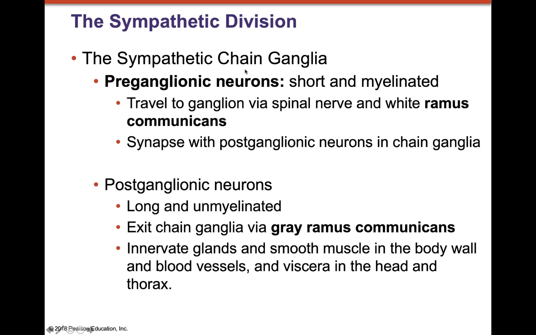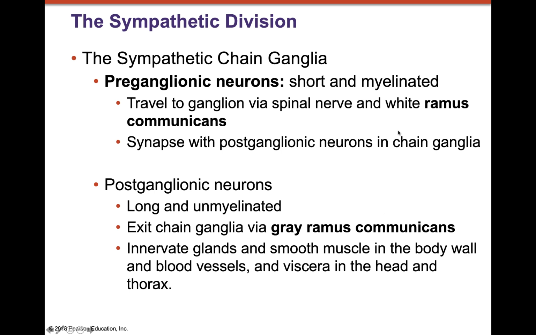Okay, so sympathetic chain ganglia, now we know that it's located on both sides of the spinal cord. And preganglion neurons are going to be short and they're going to be myelinated. They're going to travel to the ganglion and they're going to travel through the white ramus communicans. So I'm going to show you that next. And then in the ganglion, they're going to synapse with a postganglion neuron. And that postganglion neuron is going to be long and it's going to be unmyelinated. And it's going to exit the ganglia via gray ramus communicans.